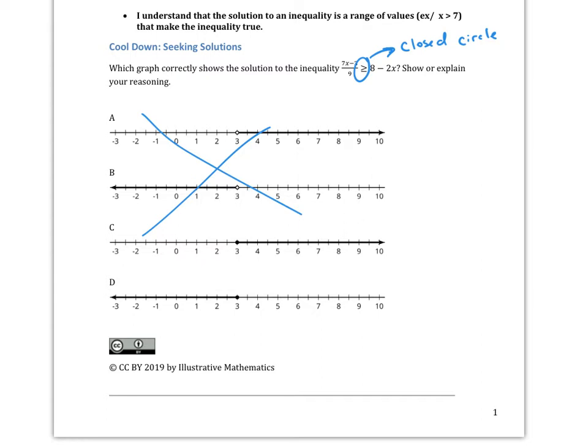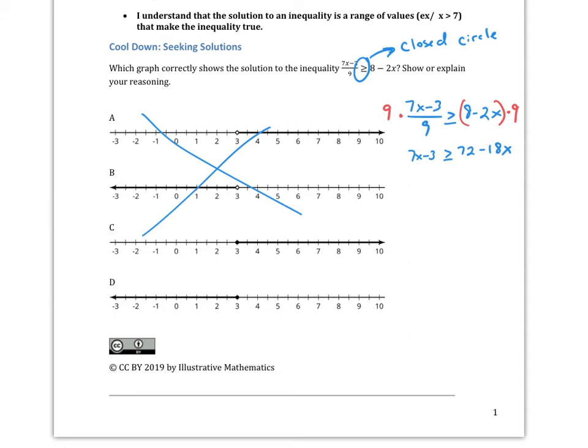So I'm actually going to show that method. So I start with the inequality, (7x minus 3) over 9 is greater than or equal to 8 minus 2x. My first step to solve this inequality is I'm going to multiply both sides by 9. And in doing that, I end up with 7x minus 3 is greater than or equal to 72 minus 18x.